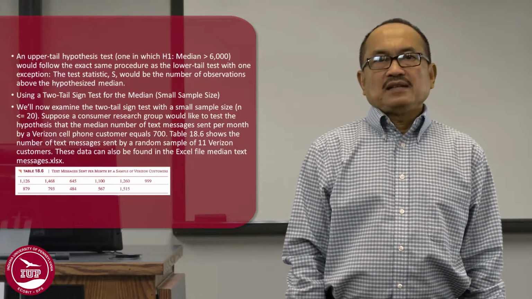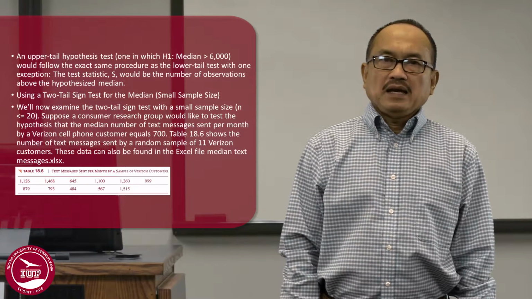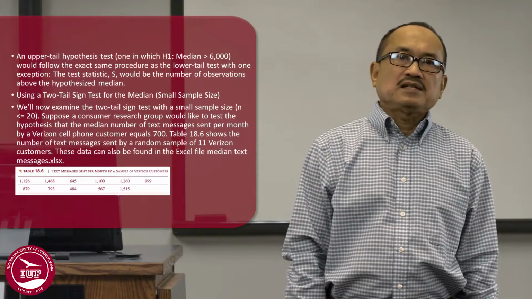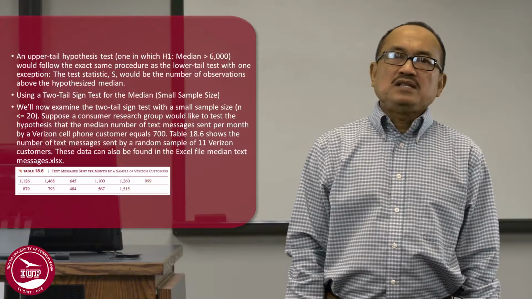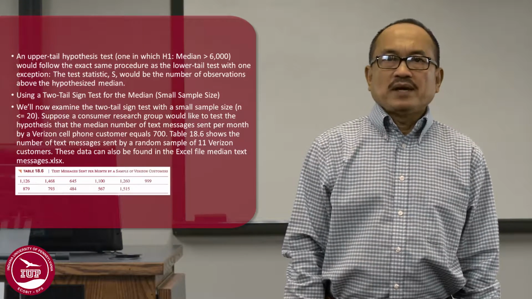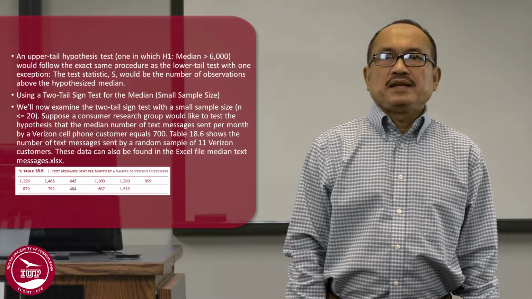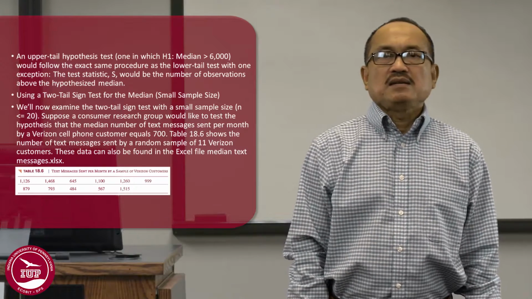An upper tail hypothesis test, one in which the alternative hypothesis is median greater than 6,000, would follow the exact same procedure as the lower tail test, with one exception. The test statistic S would be the number of observations above the hypothesized median.